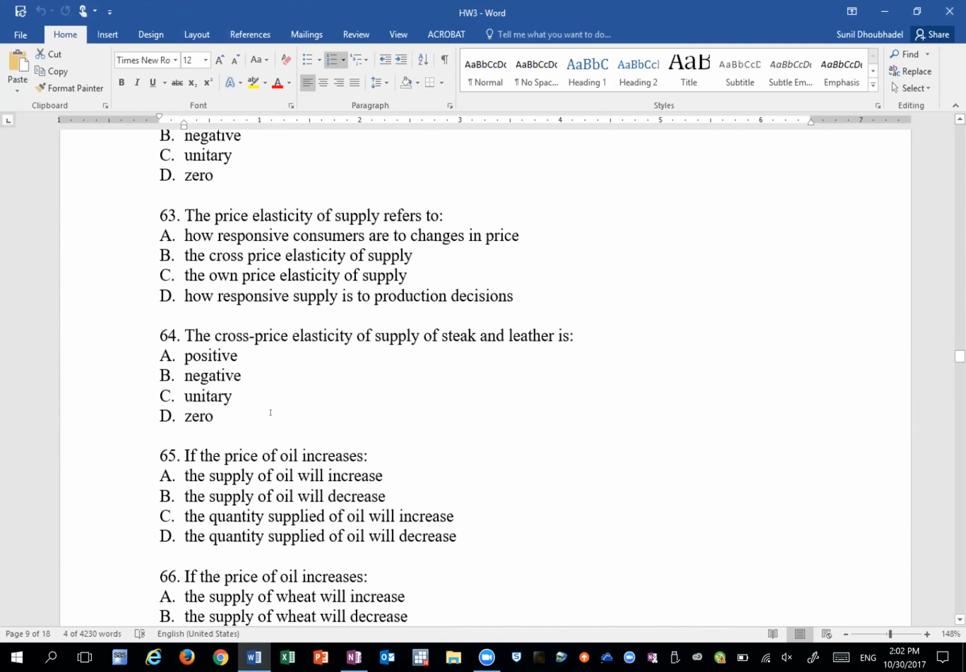Let's look at another example. The cross price elasticity of supply of steak and leather is positive, negative, unitary, or 0? Before you answer that question, are steak and leather complements or substitutes in production? Complements. If they are complements, when the price of steak increases, will that increase the supply of leather or not? So that means positive, right?